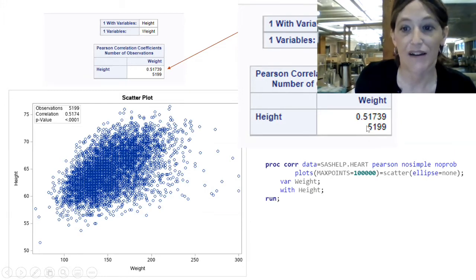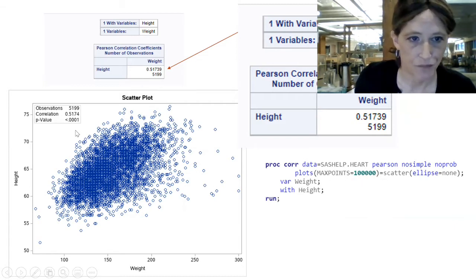Notice this is a sample of 5,199 folks. That's a lot of points to draw. So it's possible that some of these points are overlaying each other to a certain extent. Notice I actually had to tell it within the correlation statement to allow the maximum number of points to exceed the default setting, which I think is maybe 1,000 points. So I actually did say, go ahead and plot it. That's not true in the scatter plot command, but when you embed it in the correlation, I actually had to tell it to allow me to have this many points.